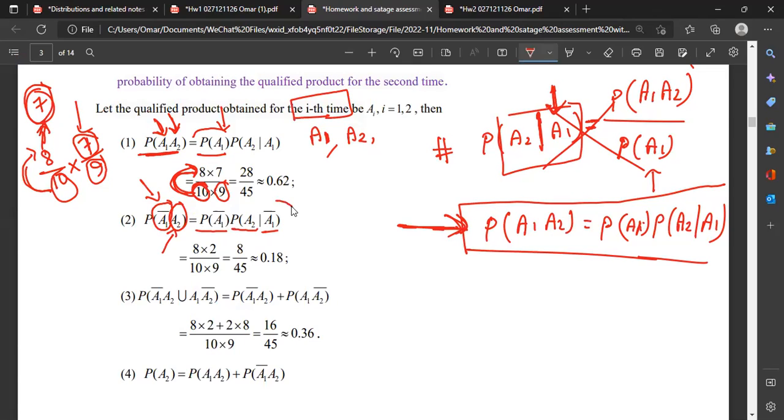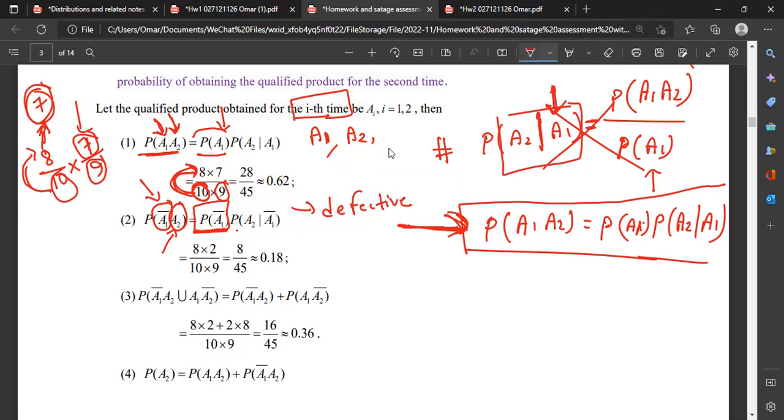But here the condition is the first time has to be defective, okay? I mean, if you do not want to break down the formula, you can also think it logically. So here it is said that defective for the first time. So P of A1 is first time, and defective means A1 bar, and then qualified for the second time. So qualified second time is A2, and qualified for the second time is P of A2. But here you have to add an extra condition.